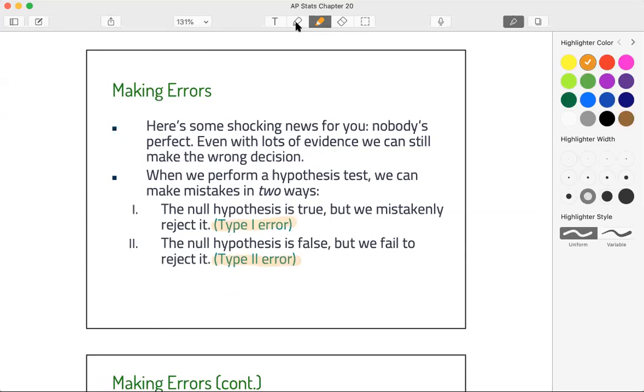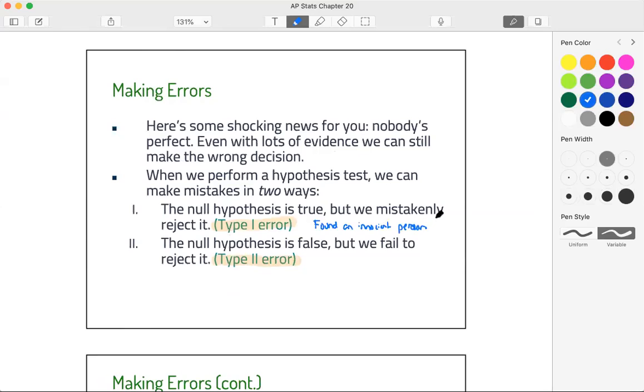So I like to think of these like this. The null hypothesis is true, but we mistakenly reject it. So basically, we found an innocent person guilty. Whereas if the null hypothesis was false and we failed to reject it, we found a guilty person not guilty.